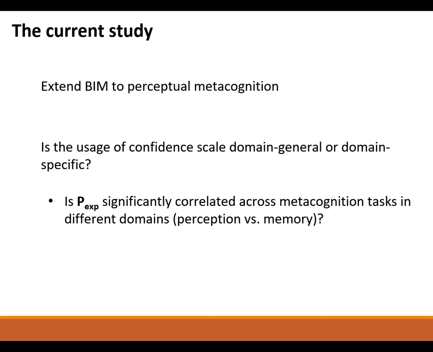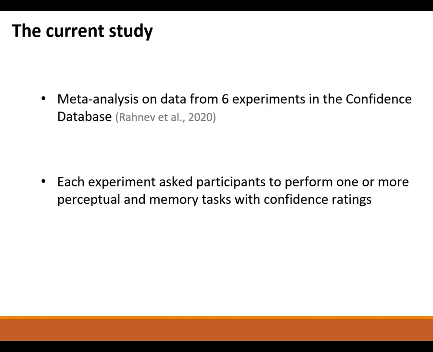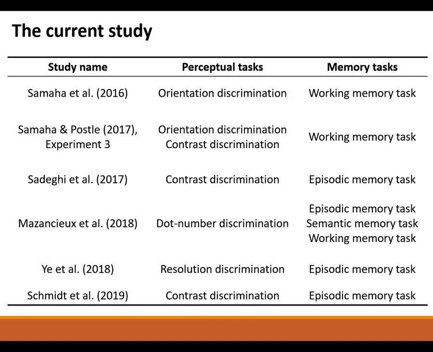To answer this question, we perform a meta-analysis on data from 6 experiments in the Confidence Database, which is a large database containing data of task performance and confidence ratings. In the 6 experiments we are interested in here, each experiment asks the participants to perform 1 or more perceptual and memory tasks with confidence ratings. This is the basic information of the 6 experiments.